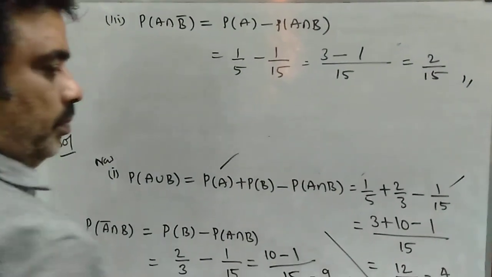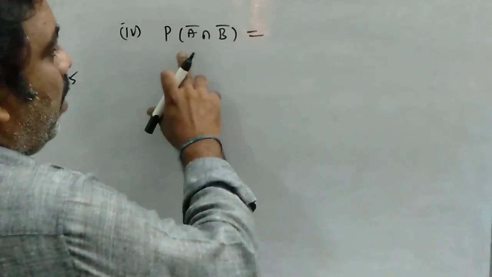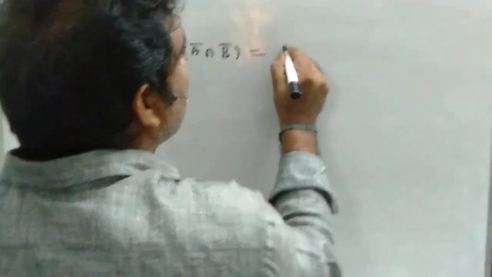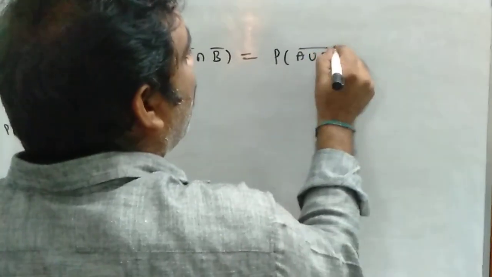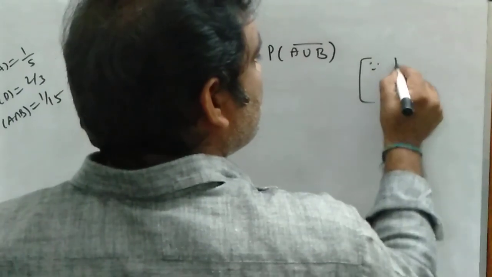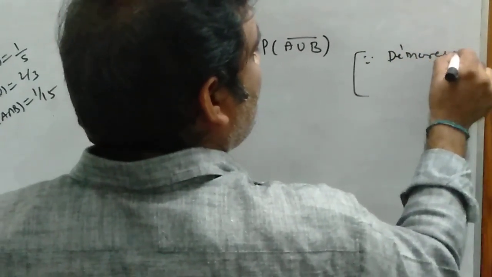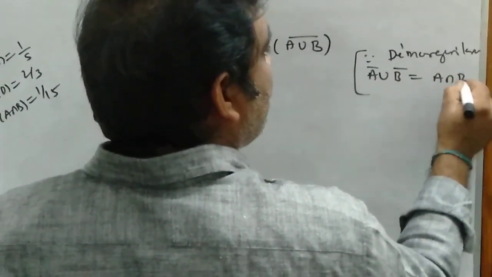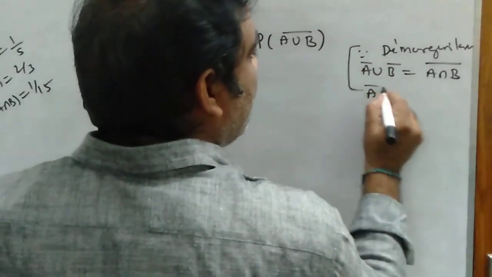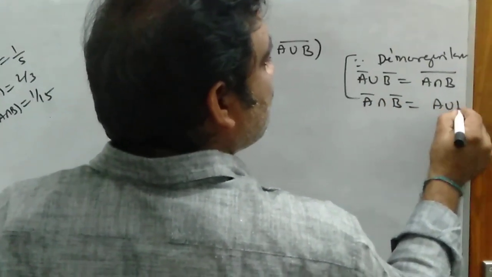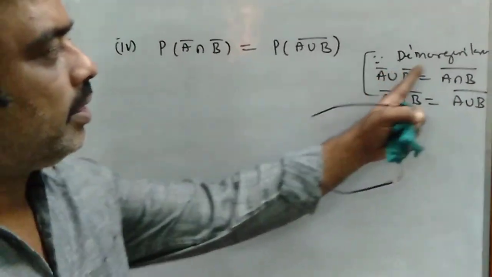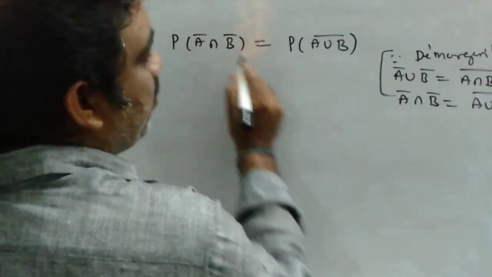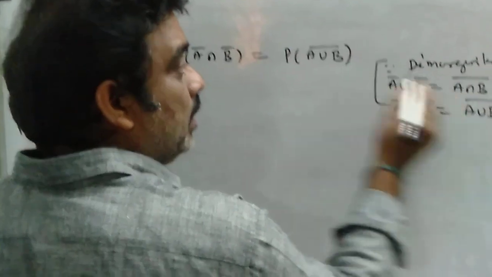This is the third result. Next is the fourth one, P of A bar intersection B bar. A bar intersection B bar can be written as A union B whole bar. This is called De Morgan's law. A bar union B bar can be written as A intersection B whole bar. Similarly, A bar intersection B bar can be written as A union B whole bar. These two results are called De Morgan's laws. Here A bar intersection B bar can be replaced by A union B whole bar.